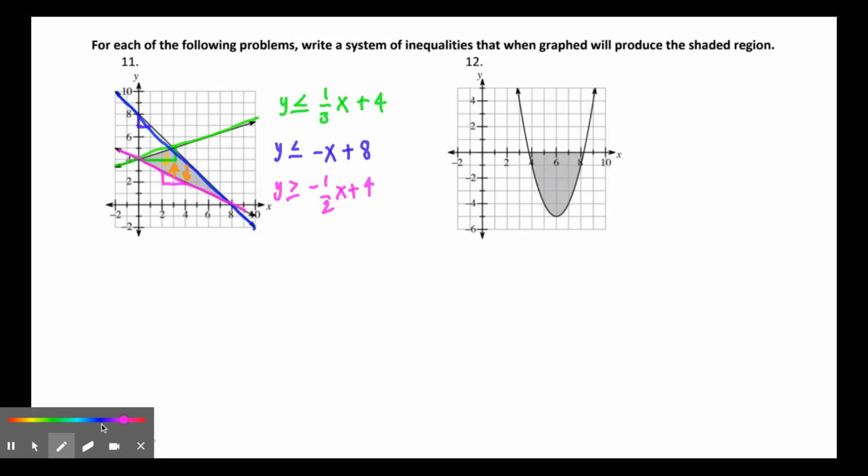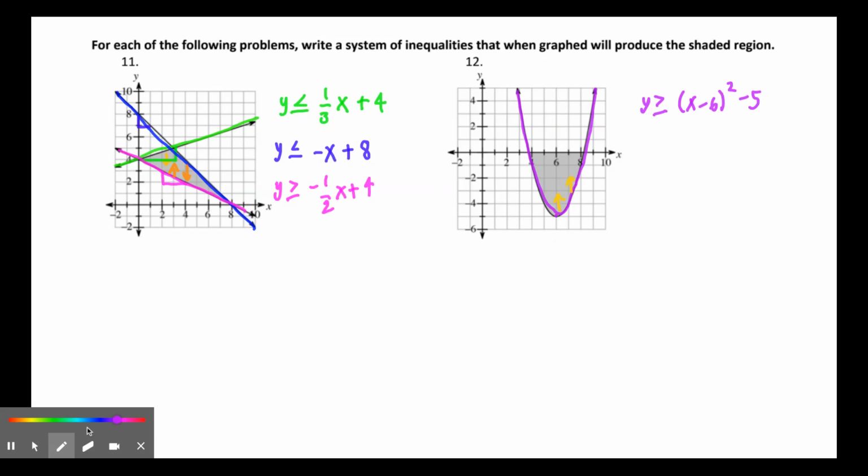Okay, and then for this one, you can see there's this parabola where it's shaded above, and it's a solid parabola, so it's greater than or equal to. And then the vertex is right here, which is 6, -5. So it'll be x minus 6 squared minus 5. And turns out the a value is 1, so you're good.